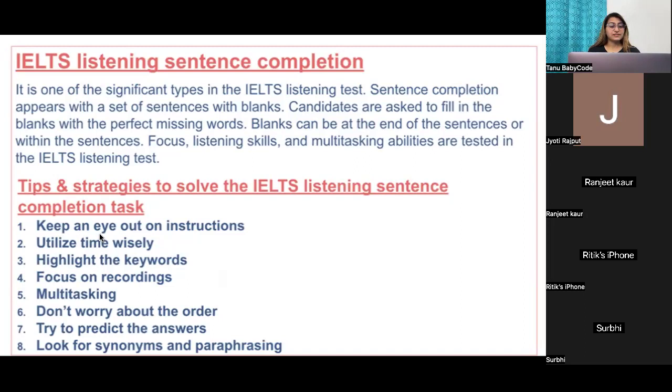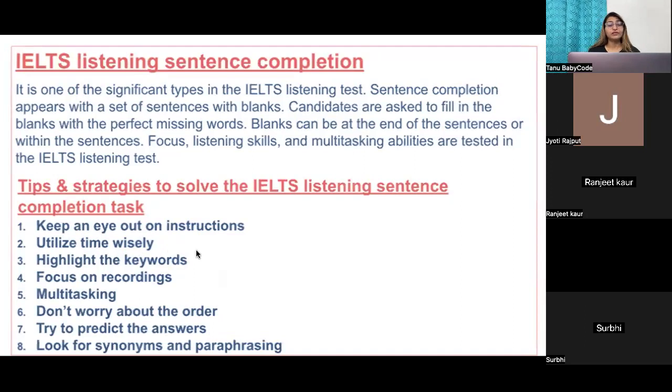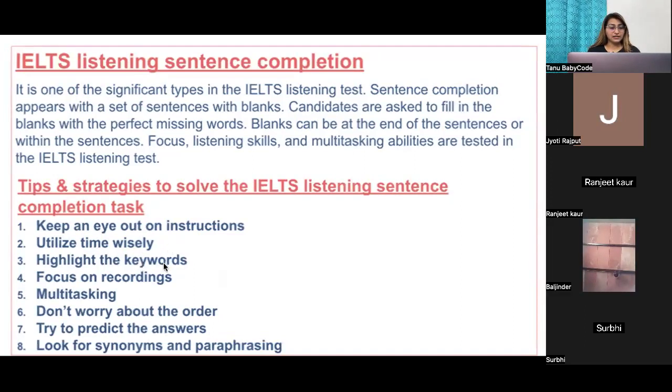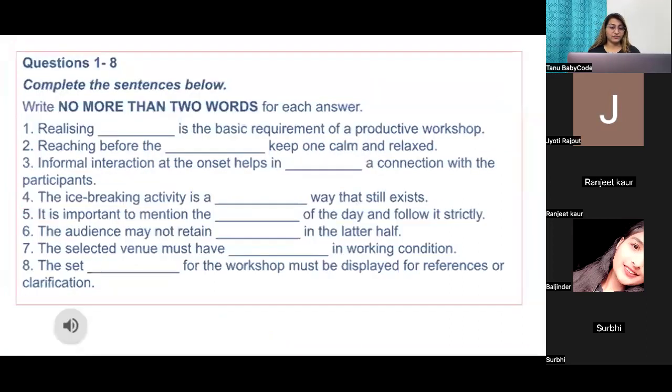The very first is keep an eye out on instructions part. Instructions को always read करो. Utilize the time wisely. जो आपको 20 सेकेंड या 30 seconds का टाइम मिला है उसको किस में इन्वॉल्व करो? रीड करने में. Highlight the keywords. Keywords को highlight करो. Focus करो recordings पे, right? जो भी आपकी audio recording है. Multitasking because all of your senses work together. Don't worry about the order, वो हमेशा sequence में रहेगा. Try to predict the answer. Look for synonyms and paraphrasing.